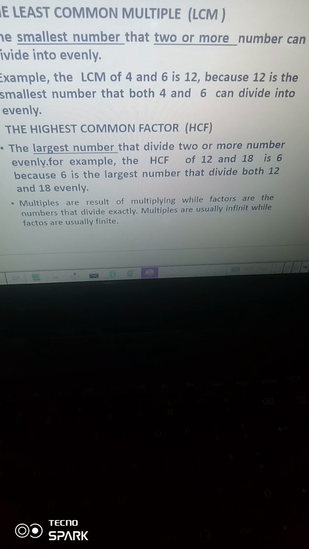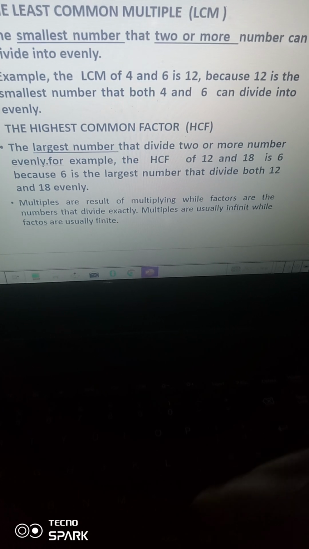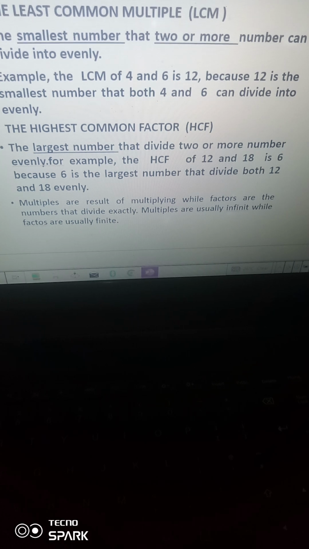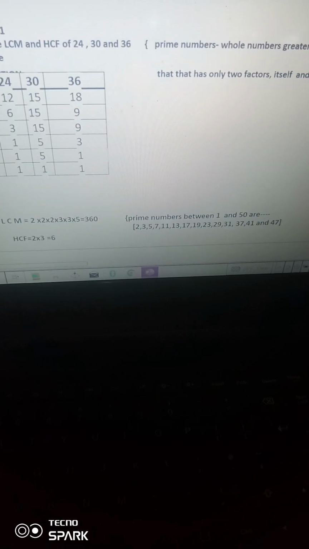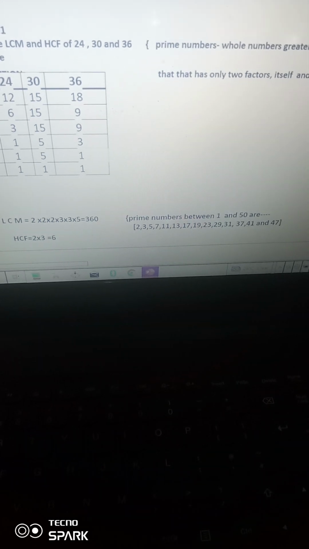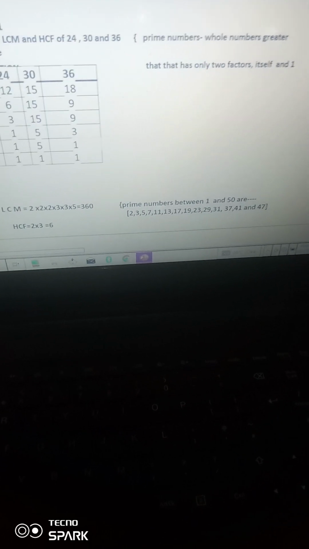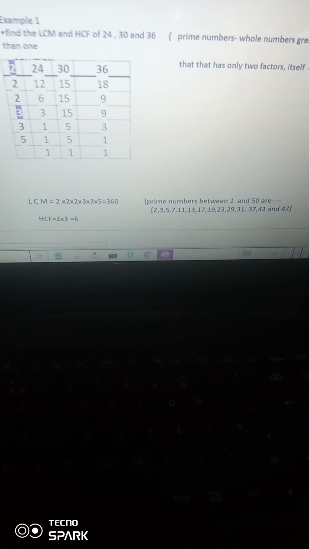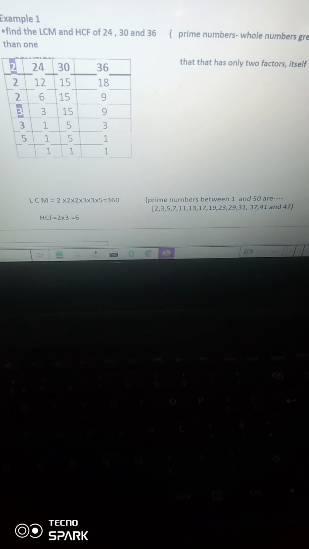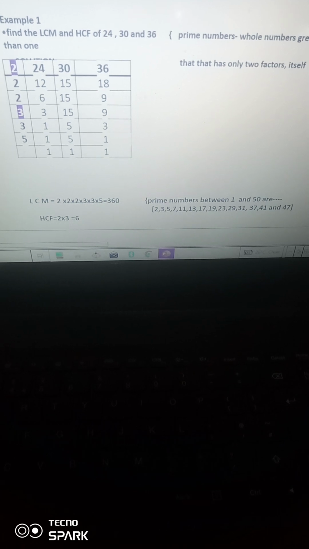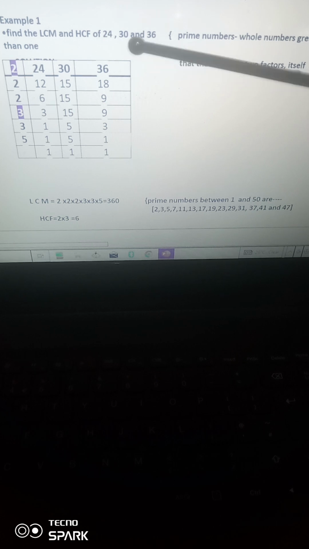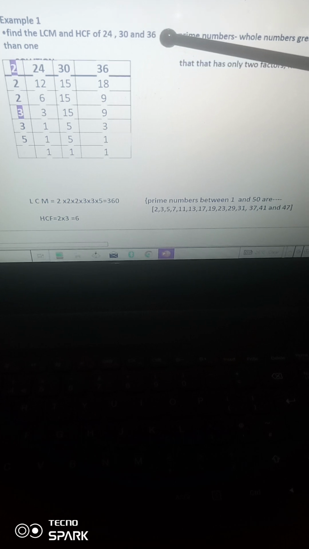Now we are going to learn how to calculate the least common multiple and the highest common factor. Now this is example 1. This example says find the LCM and HCF of 24, 30, and 36.